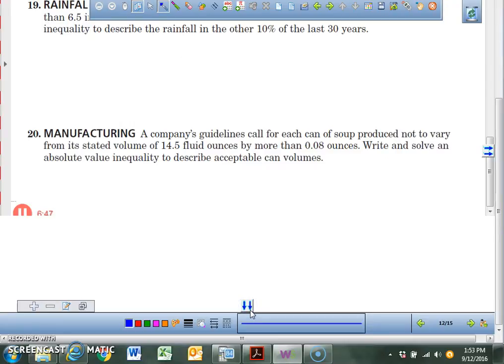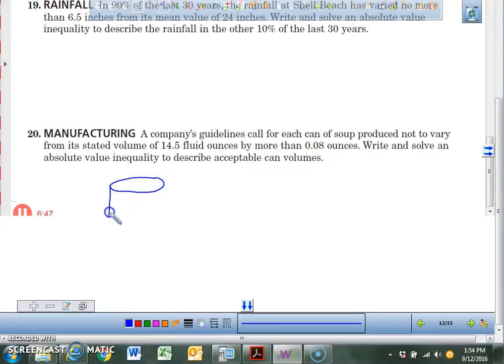We're dealing with a can of soup. So let's think of Campbell's soup, right? Little can. What's your favorite soup? If you had to buy a can of soup today, what would you buy?